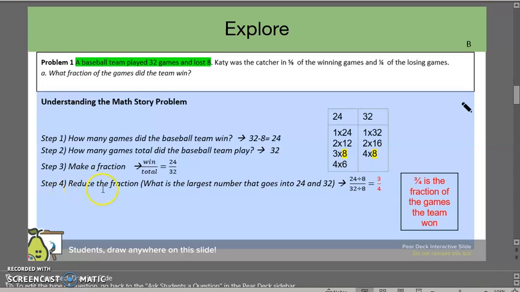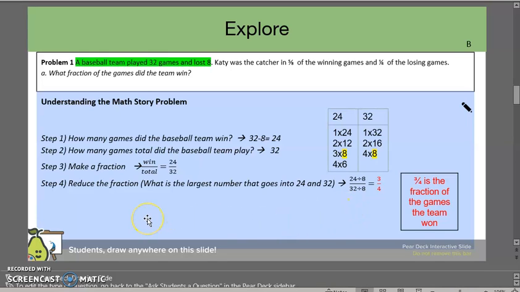So here, you reduce the fraction. What is the largest number that goes into 24 and 32? Here's a sample. You find the greatest common factor, the GCF. And here we looked at all the numbers, and 8 is the largest number. Take that 8 and divide the top number and the bottom number, resulting in 3/4. And therefore 3/4 is the fraction of the games the team won.